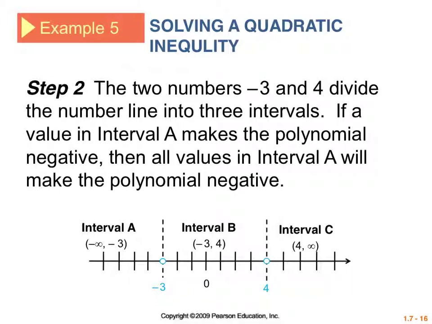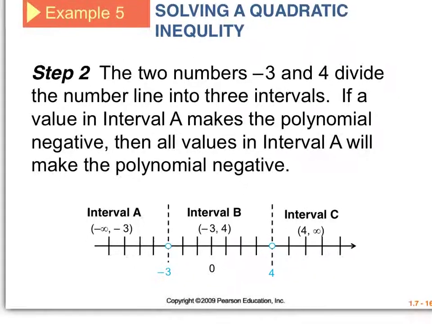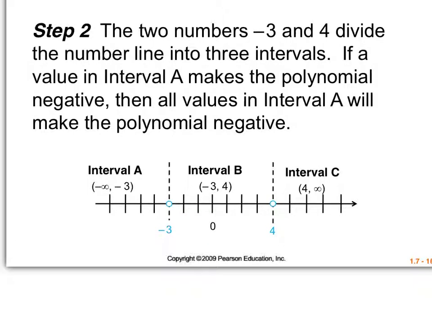So this slide shows you what I mean about boundaries here. The two numbers negative 3 and 4 divide the number line into these three intervals. And so you see here we have the first interval that goes all the way to negative 3. And then we have the second interval, which is in between negative 3 and 4. And then the last interval, which is 4 to infinity.